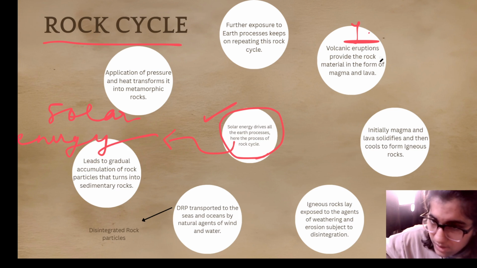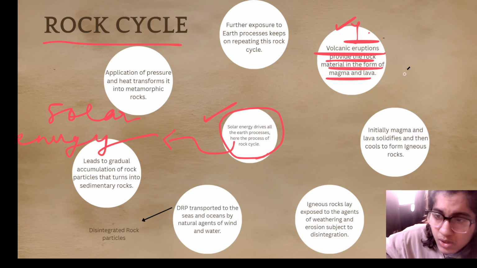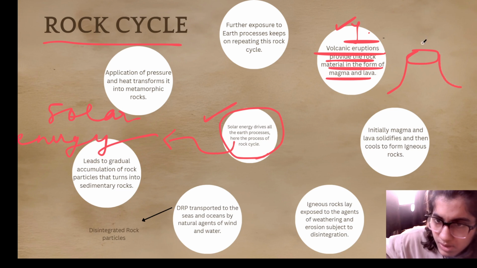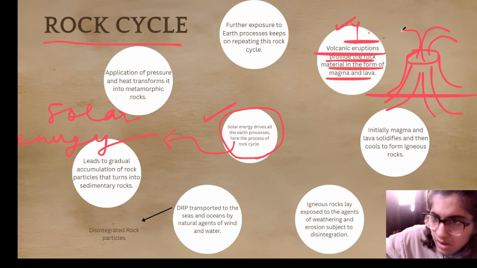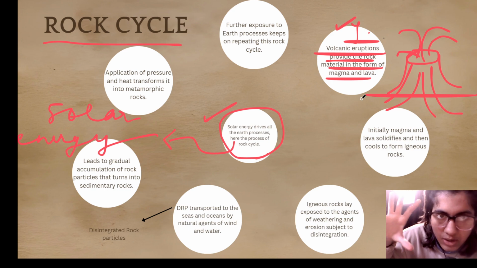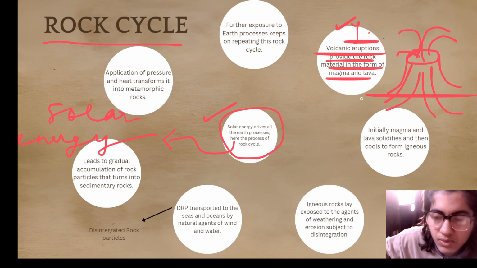And the first step is volcanic eruptions provide the rock material in the form of magma and lava. So this is the volcano. We know that the rock material is present beneath the earth's surface. So this rock material comes upward and it emits out in the form of magma and lava. We have seen that within 16 kilometers beneath the earth's surface we have rock material. So that rock material comes out of the volcano and forms magma and lava.